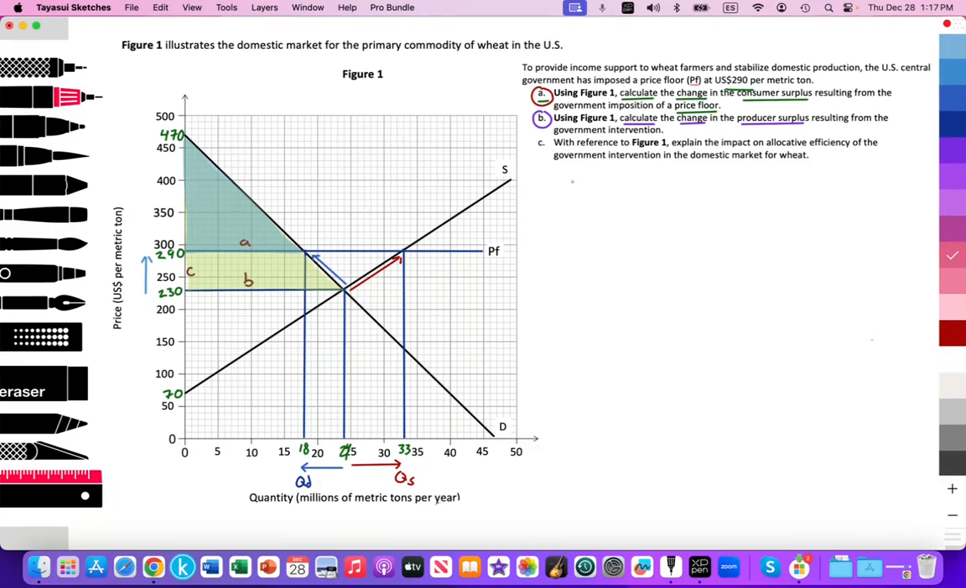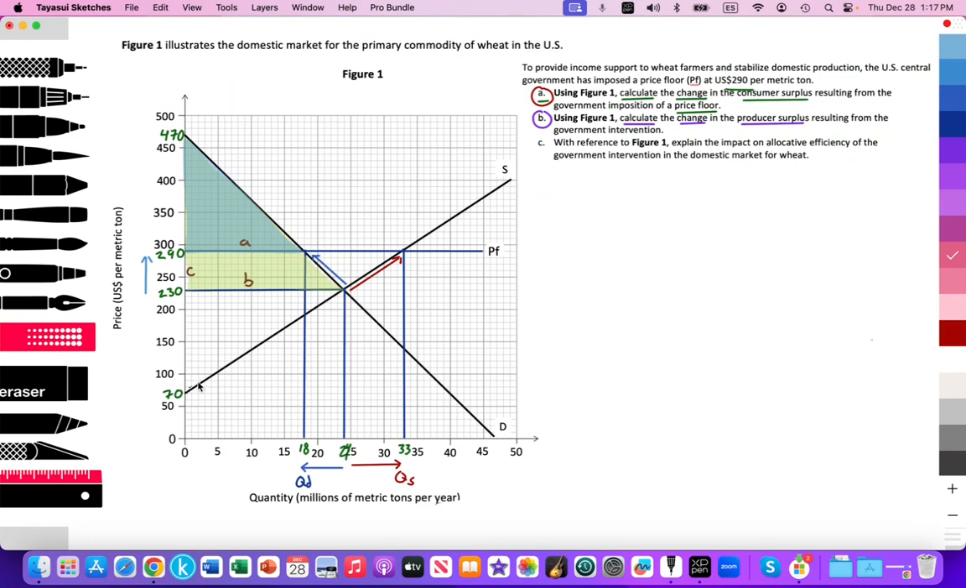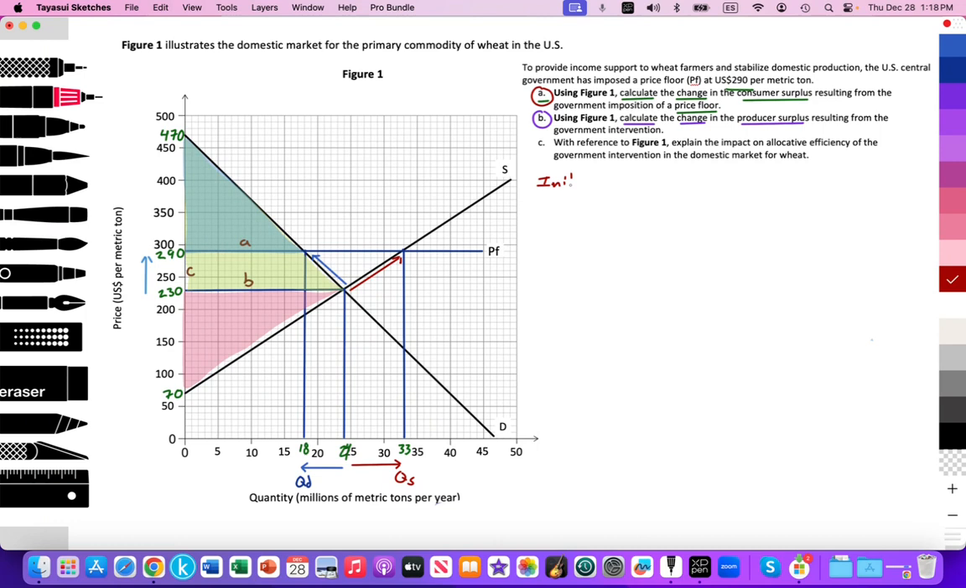First thing is we want to look at the initial producer surplus. So I want to highlight that area. I'm going to follow the supply curve up to the free market price of $230 per metric ton. And here I can clearly see that that is the triangular area of the initial producer surplus. So here we'll mark that the initial producer surplus is the surface area of that triangle.